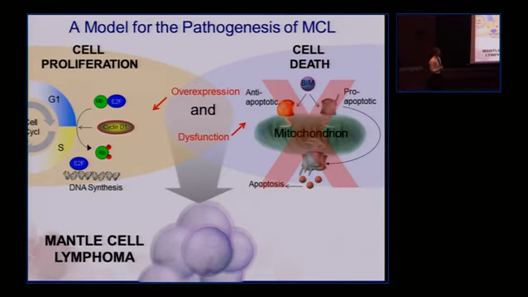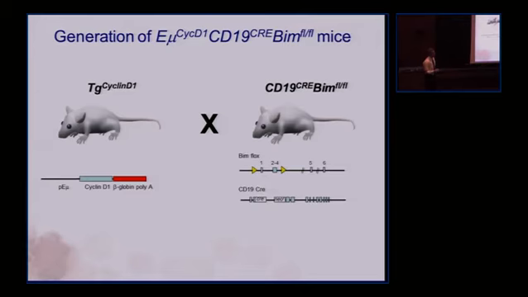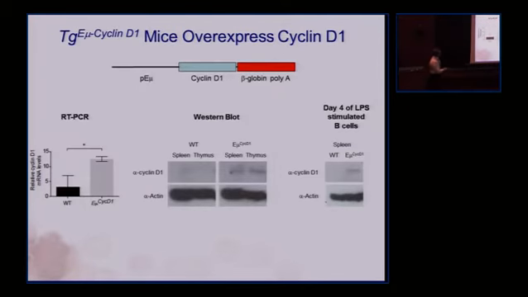And so this led to a very simple thought: perhaps the cyclin D1 translocation on its own is not enough, and what we really need is a combination of overexpression of cyclin D1, giving a cell proliferation defect, along with dysfunction of a BCL2 family member, giving a cell death defect, in order to derive mantle cell lymphoma.